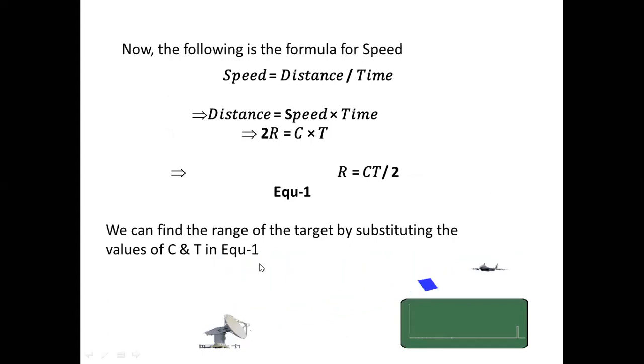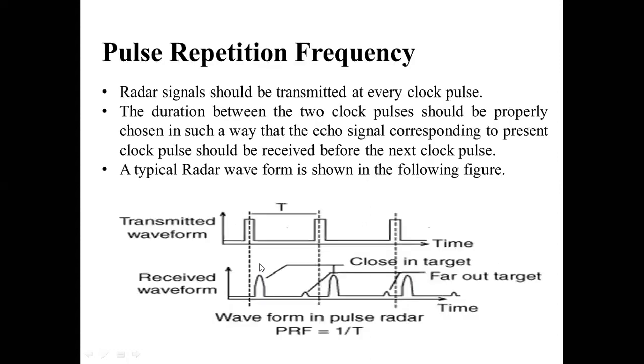Next, pulse repetition frequency. This pulse repetition frequency is nothing but the number of pulses produced in 1 second, which is called PRF. Here, see, this is the transmitted waveform and this one is the received wave. Okay, this is the pulse width. From this point to this point, this overall time period, you can call it the pulse repetition time, right?